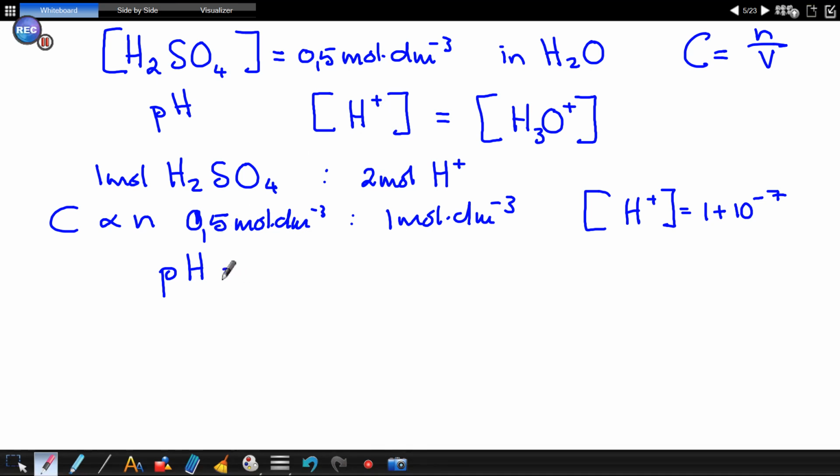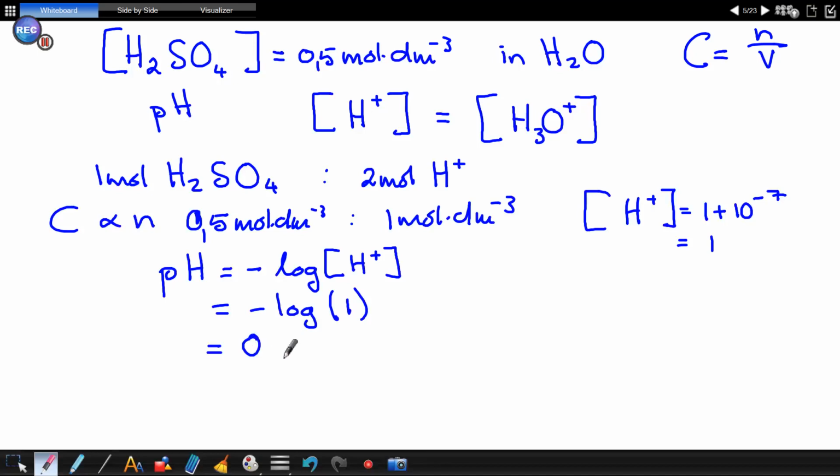So pH is negative log concentration hydrogen, equals negative log 1. What is that? 0.